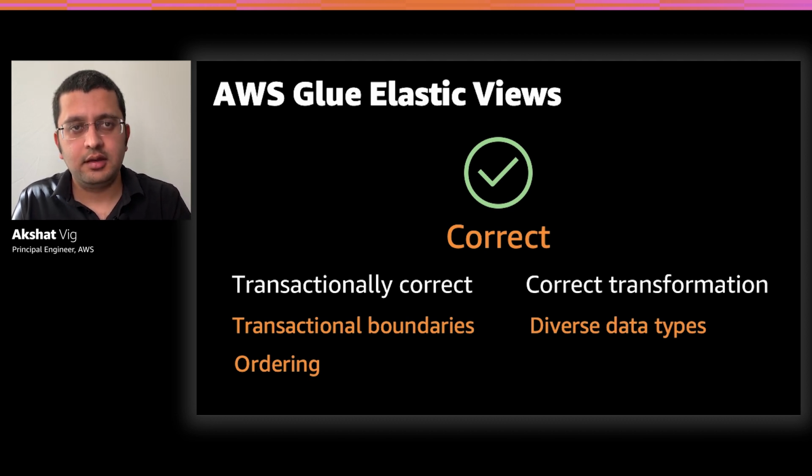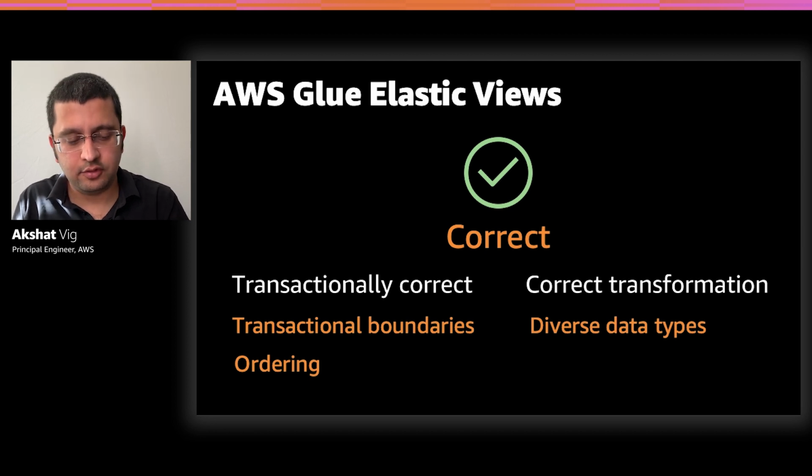Glue Elastic Views ensures that the data that is moving from the source to the target is transactionally correct, in the sense that all the transactional boundaries, all the transactional semantics from the source data store, are maintained when the data is materialized in the target. One more important point of being transactionally correct is ordering, right? As your data gets written in the source data store, Glue Elastic Views ensures that all that data is applied in the materialized view in the same order, because if the ordering is not done correctly, then you get an inconsistent view.